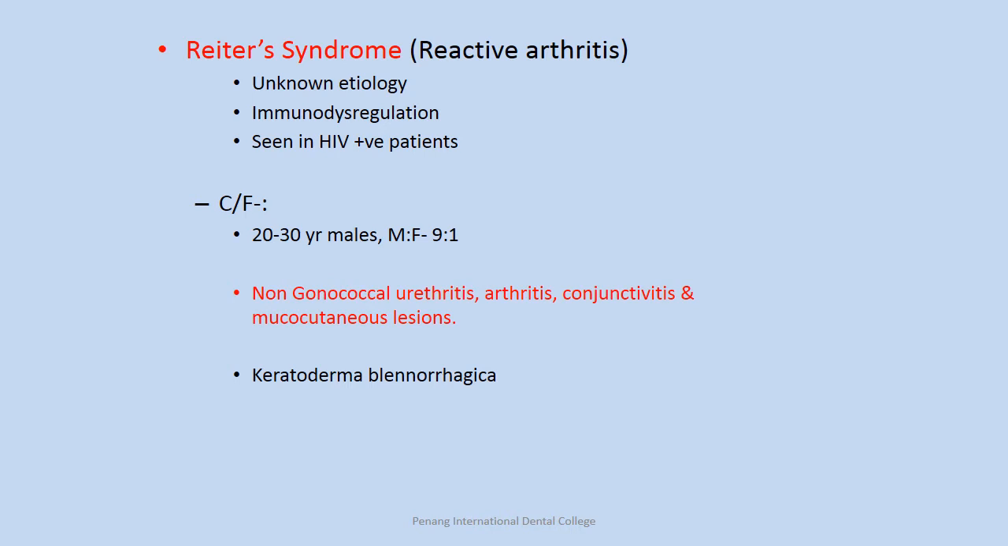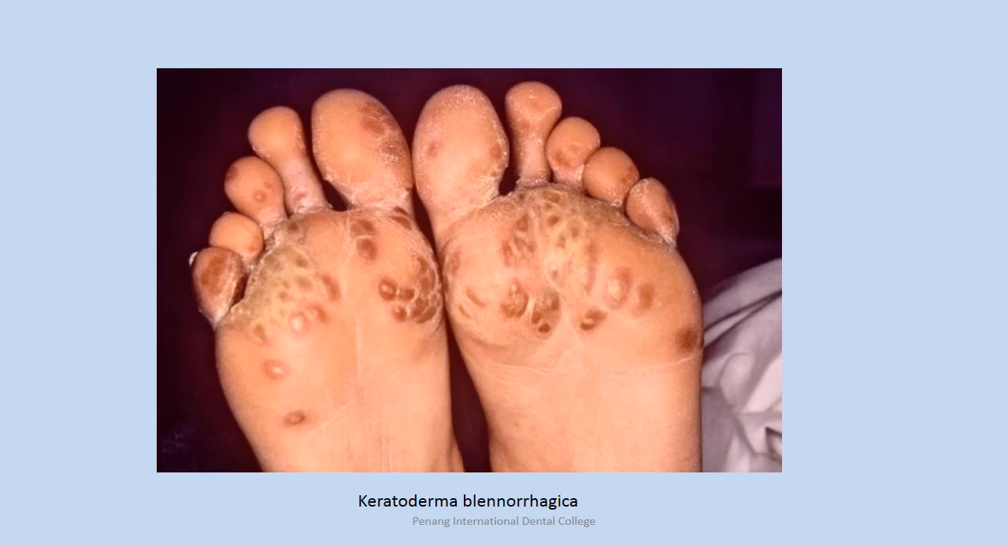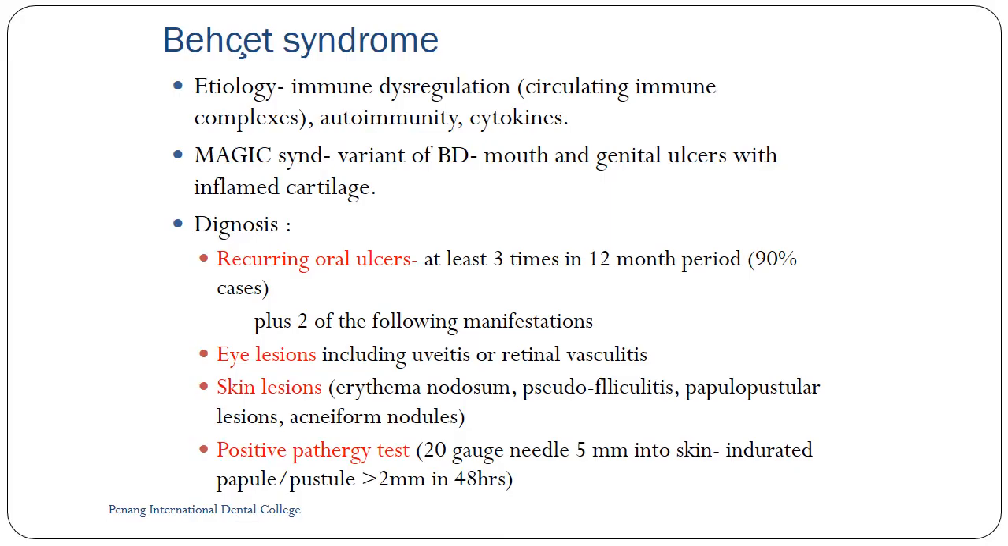Something typically seen in patients with reactive arthritis or Reiter syndrome is keratoderma blennorrhagica, which is actually a vesiculopapular lesion on the foot of the patient. Now, these are very waxy and peel off easily from the patient. Generally, the prognosis for aphthous is very good, and there is a chance of recurrence, but provided we take care of the condition, there should not be any.